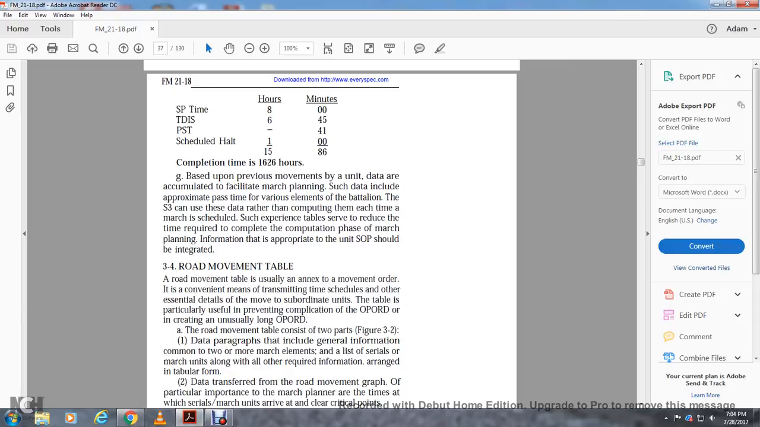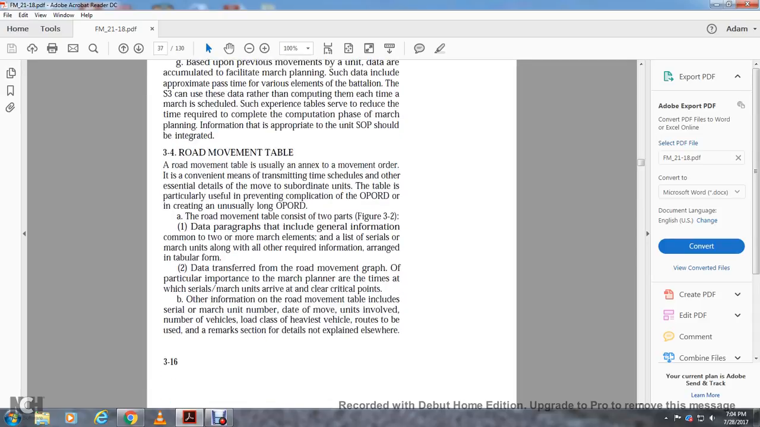Alright, 3-4, road movement table. The road movement table is usually annexed to the movement order as a means of transmitting time schedules or other essential details of movement to subordinate units. The table is particularly used to prevent complicating the operation order with unusual movement details. The table consists of 2 parts.